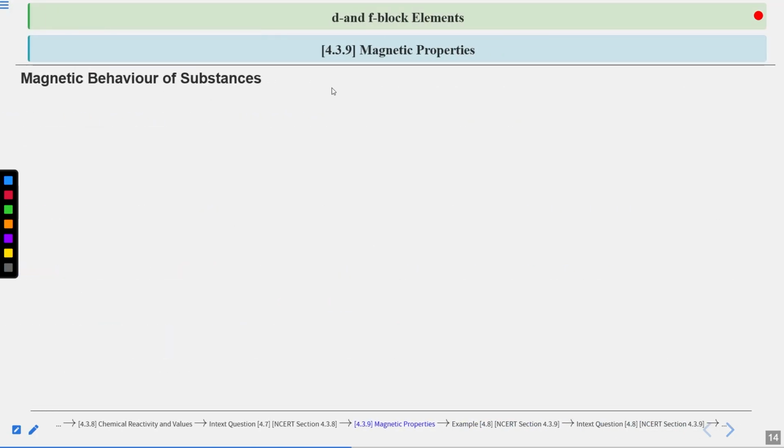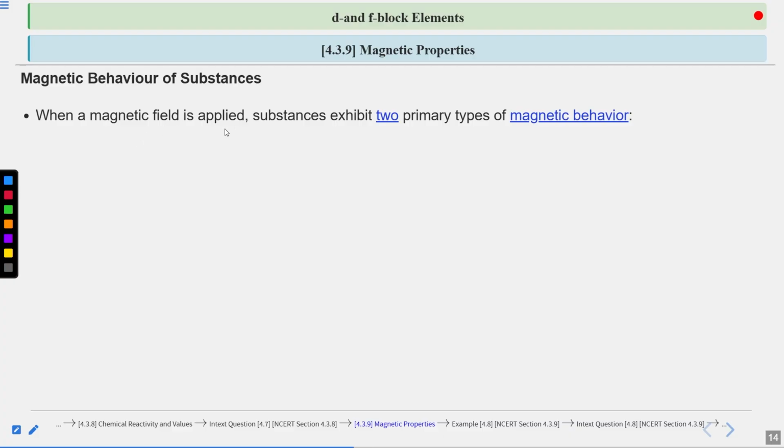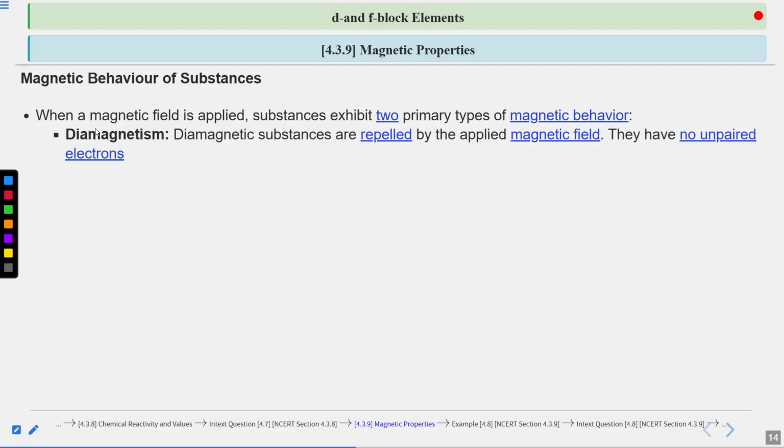Magnetic behavior of substances. Now we shift to our next subsection, 4.3.9, on magnetic properties. When a magnetic field is applied, substances exhibit two primary types of magnetic behavior. The first is diamagnetism, where diamagnetic substances are repelled by the magnetic field. That means they have no unpaired electrons. Every electron is paired, and they are repelled by the applied magnetic field.